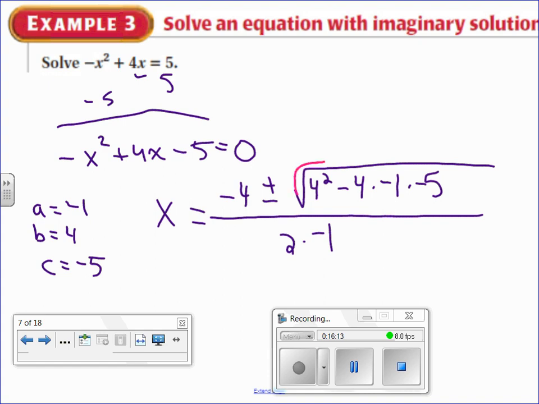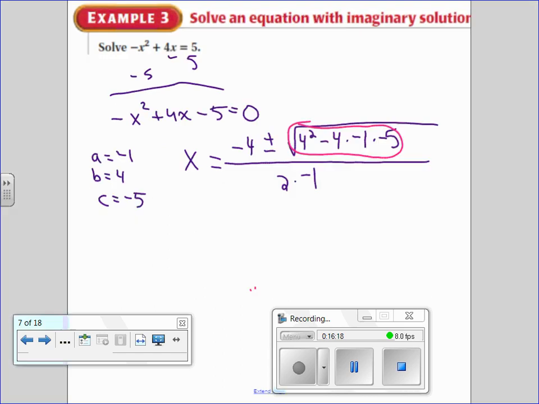You're typing in all this stuff in the pink circle, not including the square root yet. So it ends up being 16 minus negative 4. Yeah, 16 minus 20. So negative 4. The bottom, I always multiply the bottoms in my head. 2 times negative 1 is negative 2.